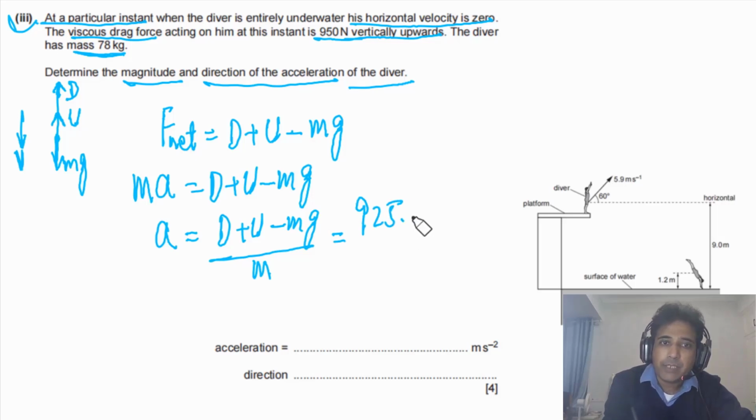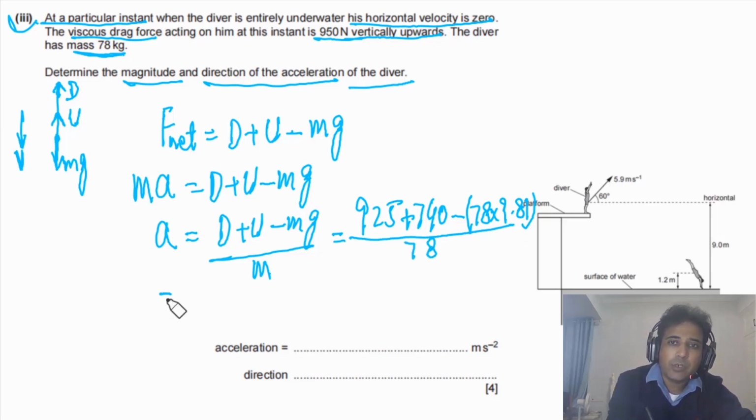So value of d we have, that is equal to 925, then we have value of upthrust, that is equal to 740, and minus we have mg. M is 78, g is 9.81, and this is divided by 78. So if we solve this one, we will get 12 meters per second per second. And this is value of acceleration.